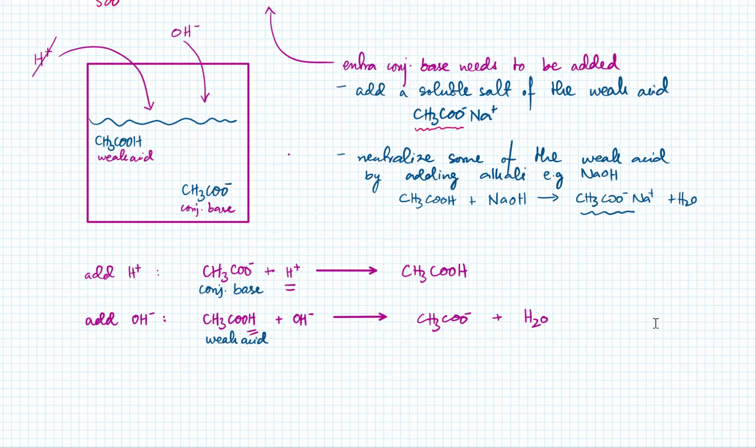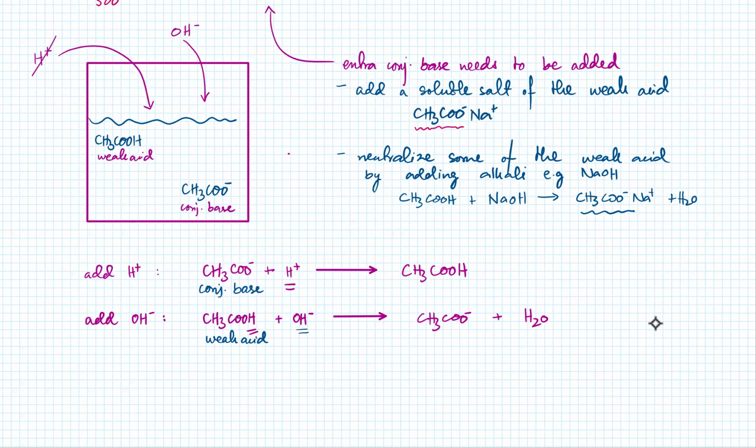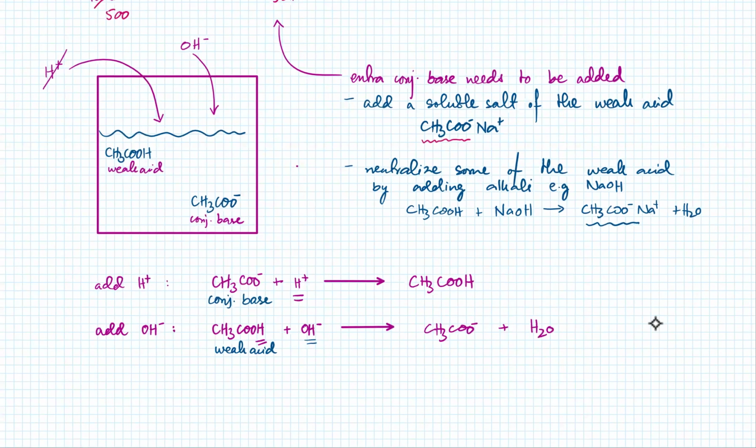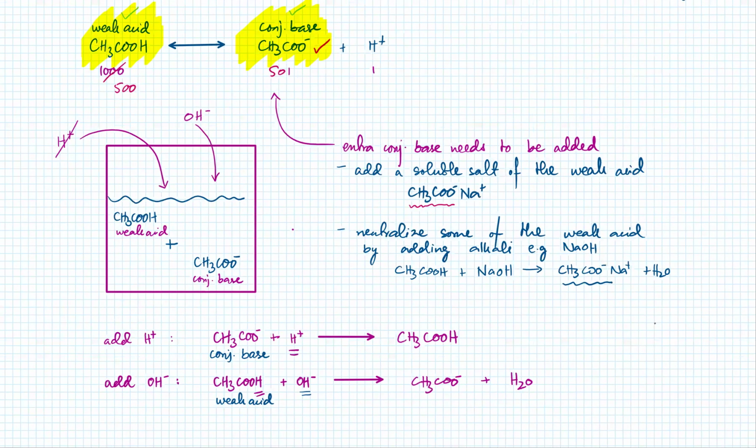ठीक है? So both H plus and OH ions get neutralized if you add them to this buffer solution. The buffer solution is a mixture of the conjugate base and the weak acid. ठीक है? Is this 100% clear how this works? How does a buffer solution work? Clear है? Yes, sir. Everyone, is this clear? Yes, sir.